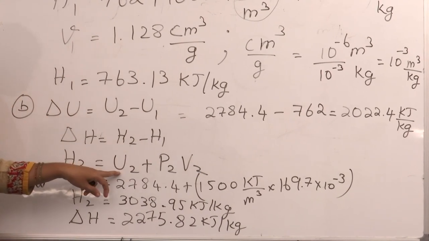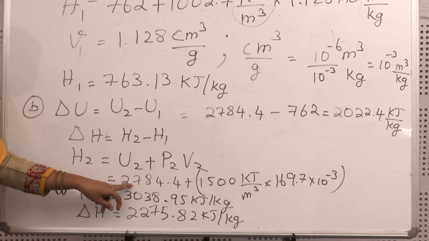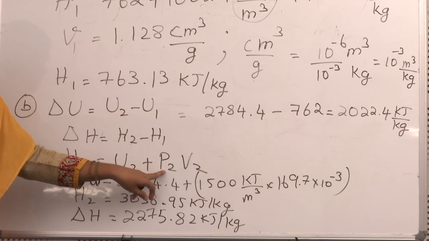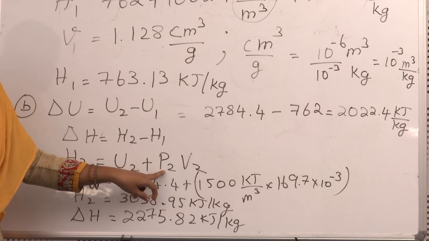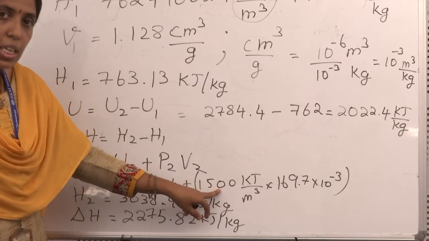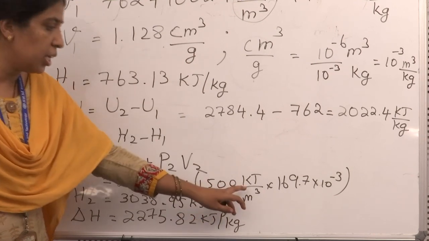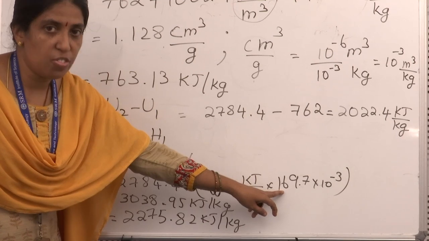Is U2 given in the question? Yes, it is given, right? 2784.4 kilojoules per kg it is given. P2, pressure: is the pressure for the second step mentioned in the question? Yes, it has been mentioned as 1500 kilopascals. So 1500, as I said, the pascal corresponds to some other units, so I have written it as kilojoules per meter cube, into volume, specific volume, right?